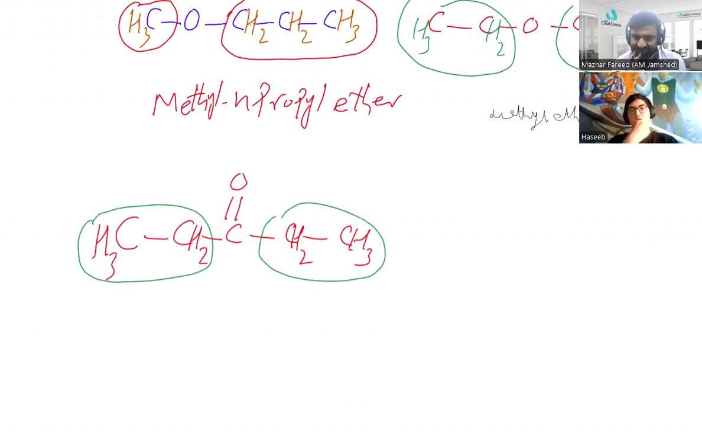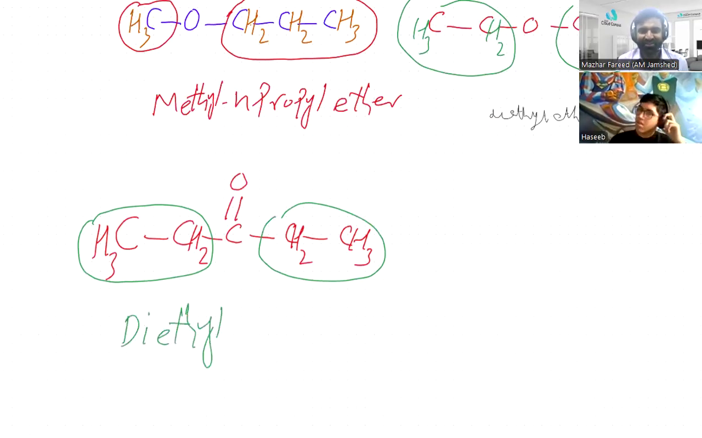Because of this extra carbon, you have to see, this is ethyl. So this is also ethyl, di. This is called the ketone group, diethyl ketone. Now you can write another compound.